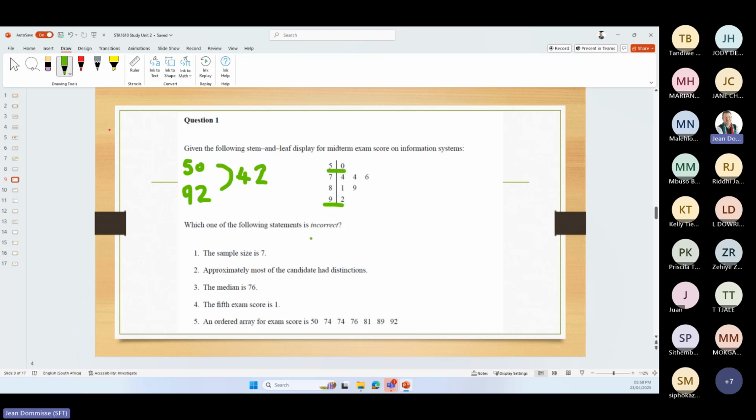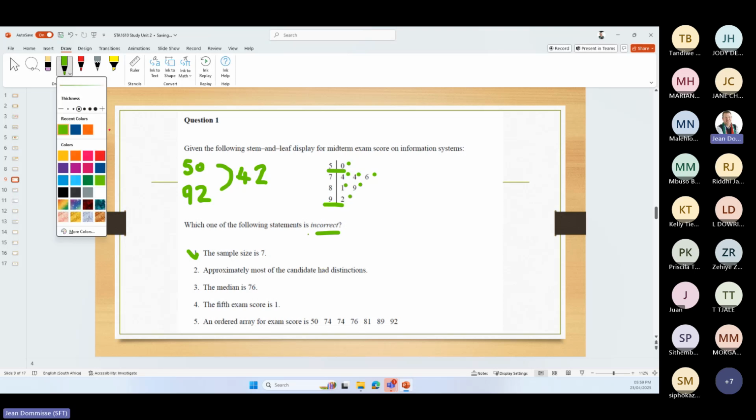So let's look at what they're asking. Which one of the following statements is incorrect? So first thing, sample size. So let's count. There's 1, 2, 3, 4, 5, 6, 7 of them. So that is correct. Just again be wary of looking for the incorrect one. So again, be very careful in the exam that you don't see 7, say it's correct, and go to the next one.